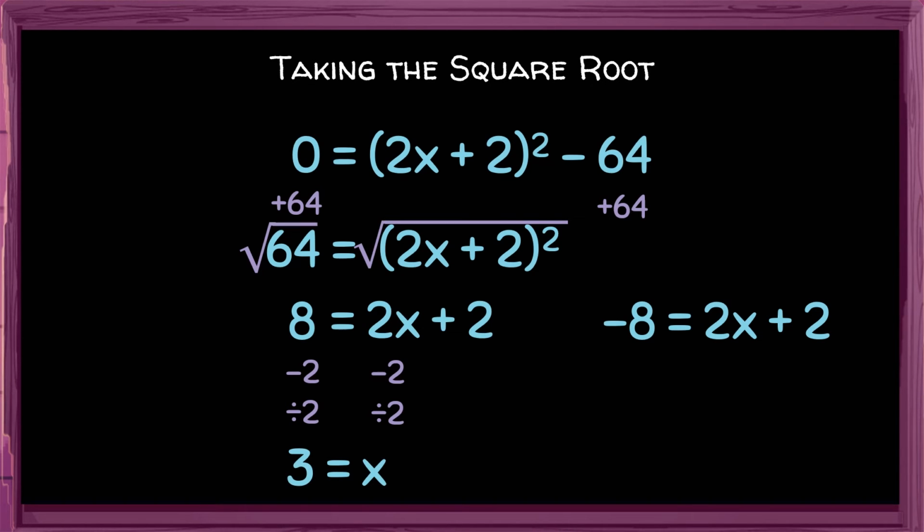Our second equation is 2x plus 2 equals negative 8. Again, we solve it in the usual way. We subtract 2 from both sides and then divide by 2. We get x equals negative 5. So that's our second answer, x equals negative 5. So these are our two solutions, x equals 3 and x equals negative 5.